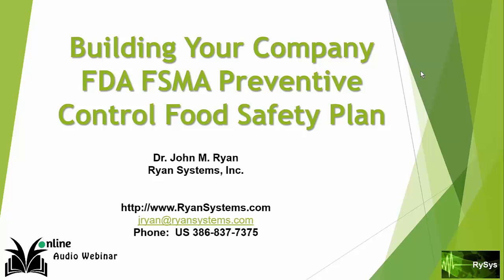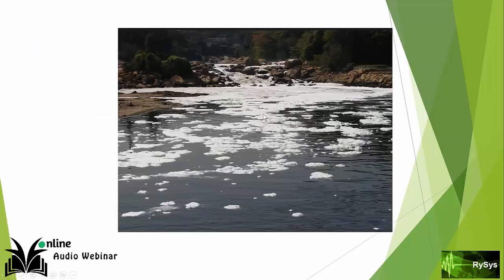Over to you, John. Thank you, Michael, and welcome everyone. Today we're going to spend about an hour talking about building the company FDA FSMA Preventive Control Food Safety Plan. This plan is required by the FDA. That's food contamination. So the idea behind food safety planning is to get control of this stuff before it gets to you. The slide's a good illustration of how contaminants spread.